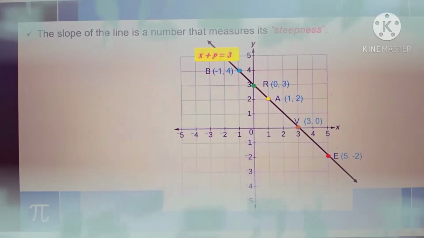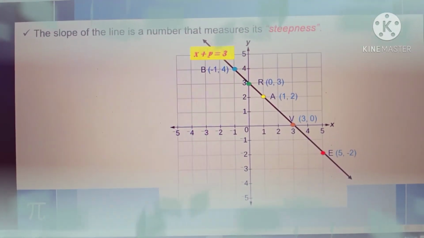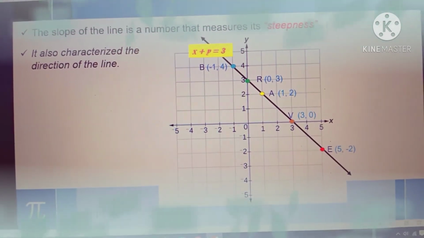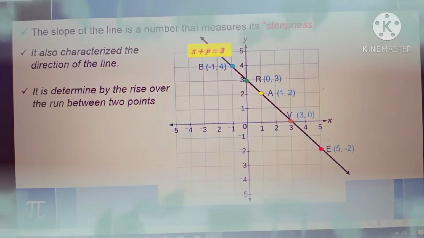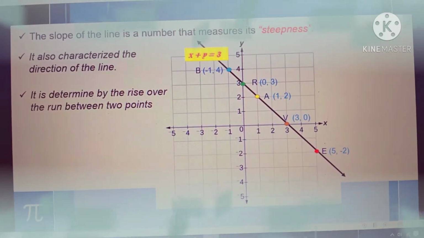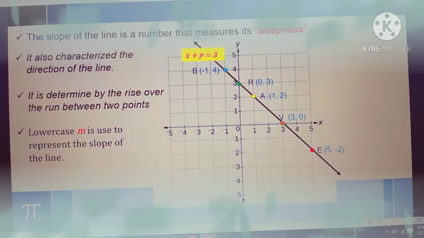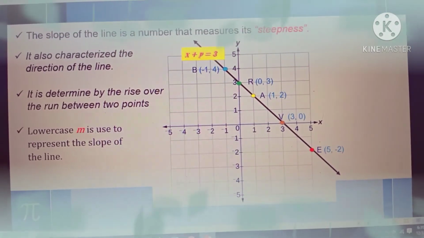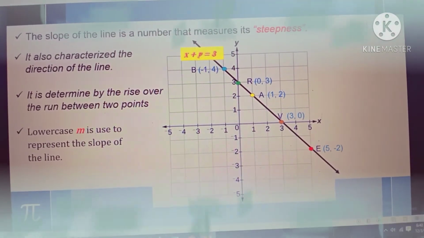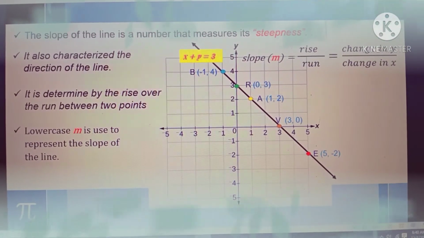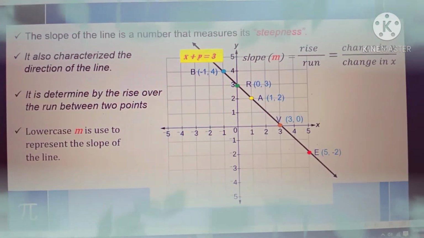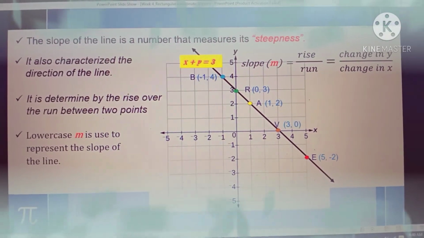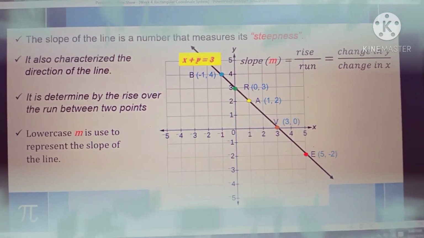Slope of a line is a number that measures its steepness. It also characterizes the direction of the line. It is determined by the rise over the run between 2 points. Lowercase m is used to represent the slope of the line. Slope m is equal to rise over run, or it's equal to change in y over change in x.